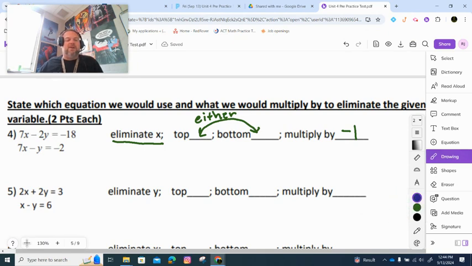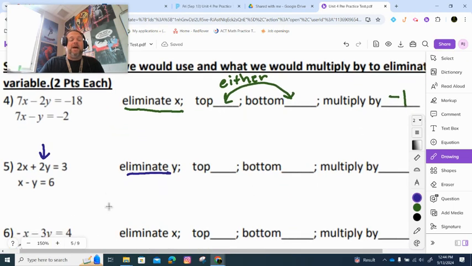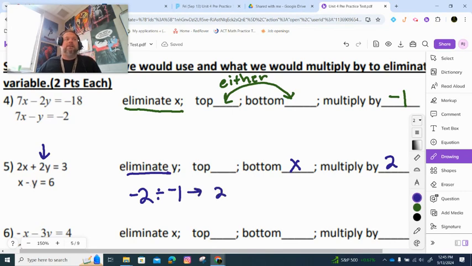All right, number 5, we're eliminating y. Well, here's our y's. I have a plus 2y and a minus y in the bottom. What would I need to multiply negative 1 by to make it be negative 2? 2. And I would multiply the bottom by 2. Remember, there's that tricky way I showed the other day. I need it to be negative 2. I've got a negative 1. You could divide.